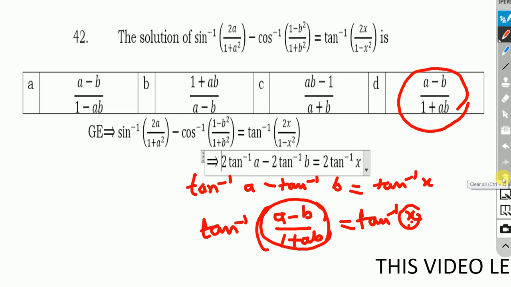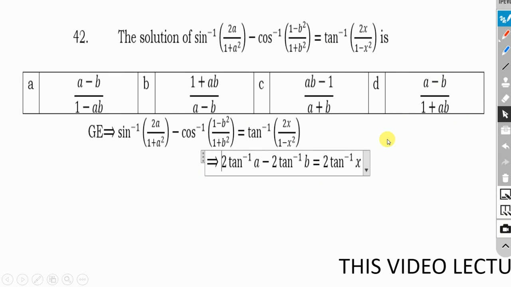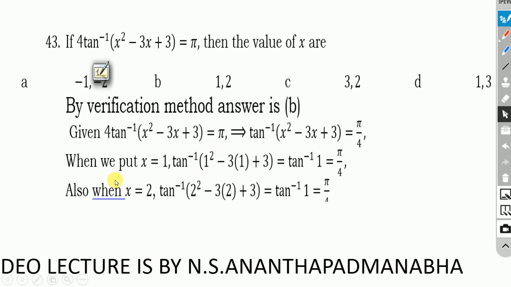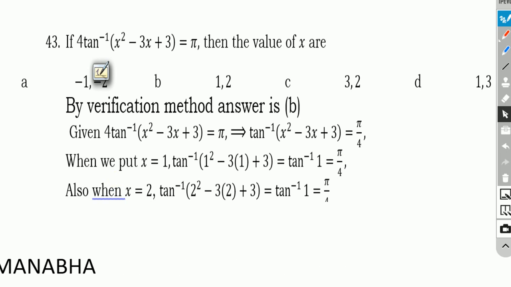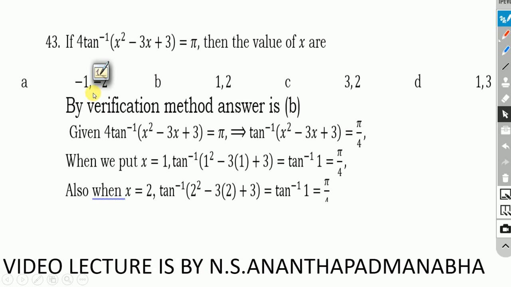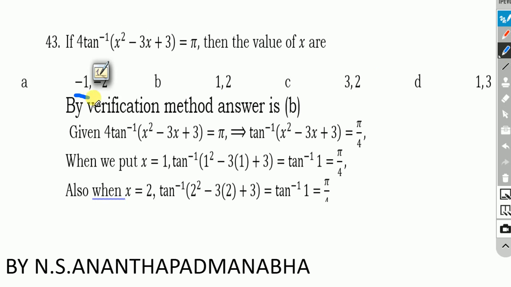If 4 tan inverse of x square minus 3x plus 3 is equal to pi, then the values of x are, I have options as minus 1, minus 2; 1, 2; 3, 2; and 1, 3. So in all options there will be 2 values. So let us go by the verification method.